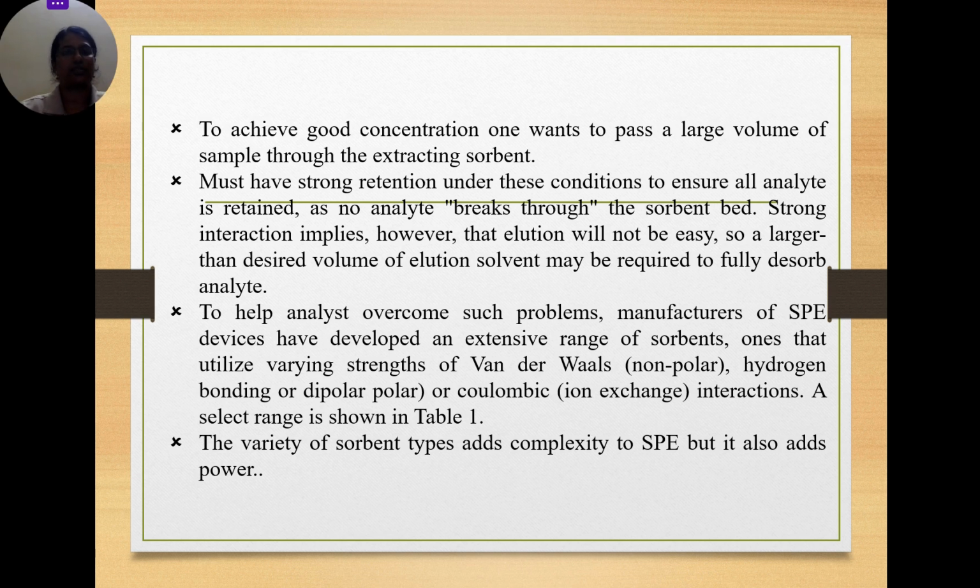To achieve a good concentration, a large volume of sample is required. We have to pass it through the solvent, which we know already. And if there are any higher interactions, the elution will not be easy. So a large volume of elution solvent is also required. To avoid these problems, based on polarity, we select different ranges of sorbents and solvents, which help us avoid large volumes of sample injection as well as large volumes of solvents for the extraction.